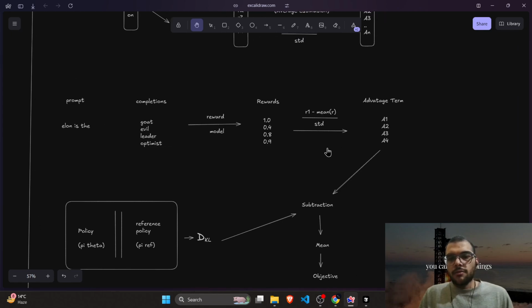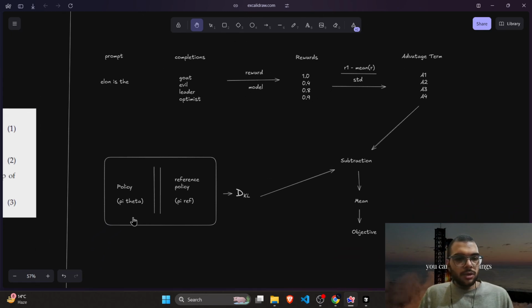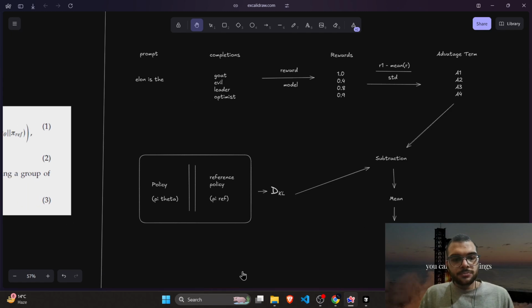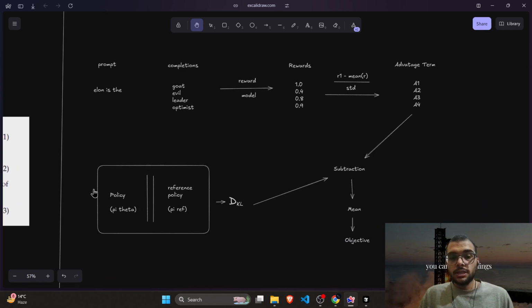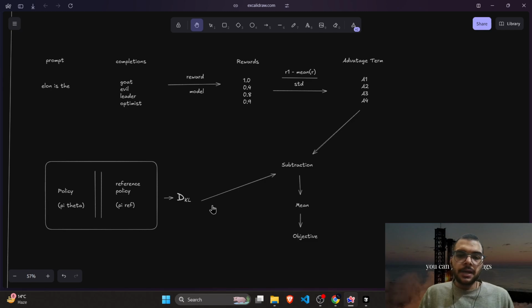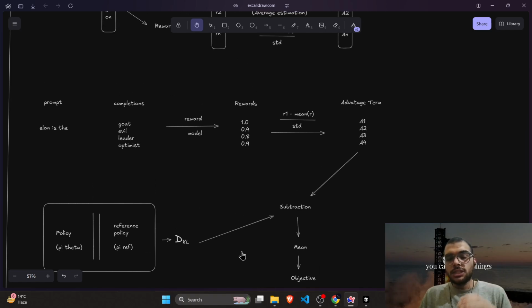Then, after normalizing these rewards, you will get some advantage terms. And here you will perform the KL divergence. KL divergence is basically computed between the base policy, pi theta, and the reference policy, pi ref. These two will be used for computing the KL divergence. And then you will subtract this KL divergence from the advantage term, and you will take the mean, and you will get the objective. This is the objective which you have to optimize to optimize the policy of GRPO.